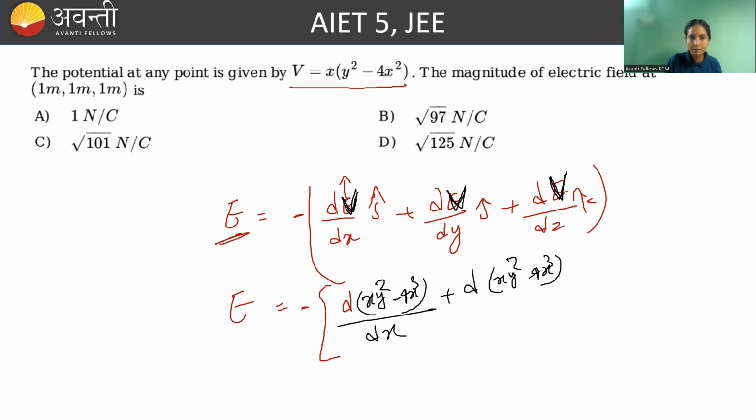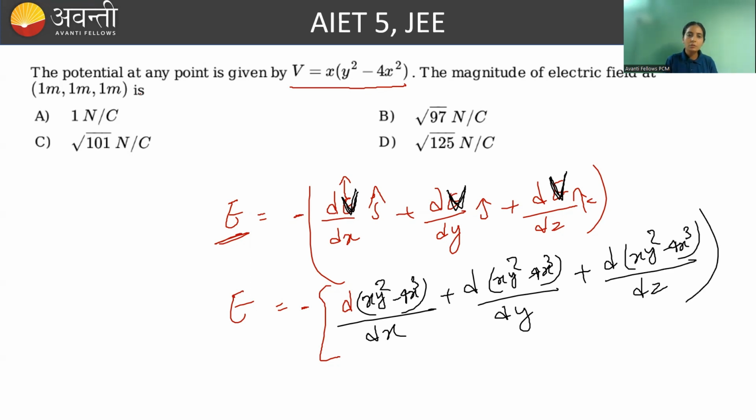Minus 4x cube, and this we will differentiate with respect to y. Again, x y square minus 4x cube, and this we will differentiate with respect to z. So how we will differentiate it? Just see here. If I am going to differentiate it with respect to x, I will treat y as constant. So this y is constant.